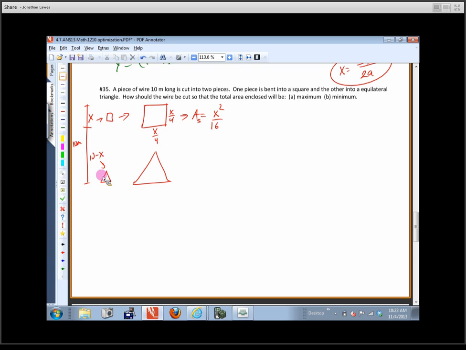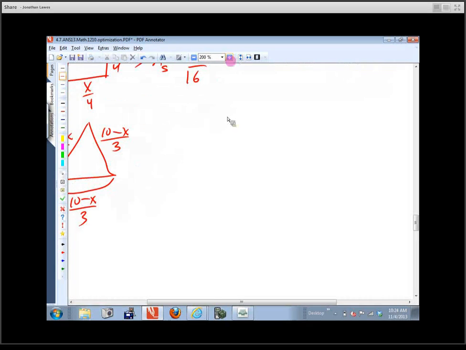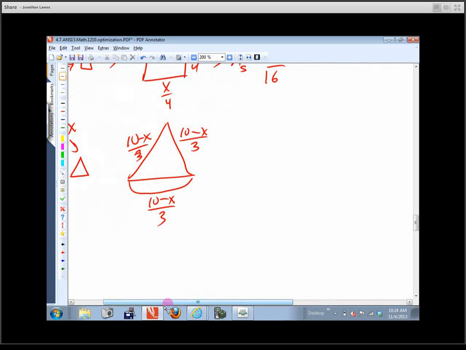All the sides are the same. Equilateral triangle. So how long is each one of the sides? 10 minus x over 3. And this whole side right here is 10 minus x over 3, right? Okay, how do I find the area of a triangle? Okay, 1/2 the base times the height. Okay, now, what's the base? 10 minus x over 3, right?